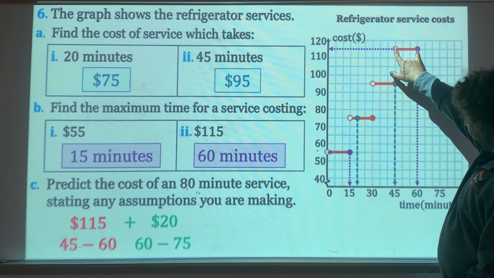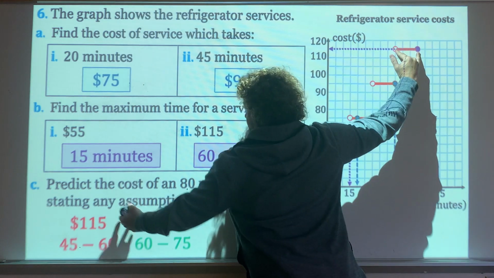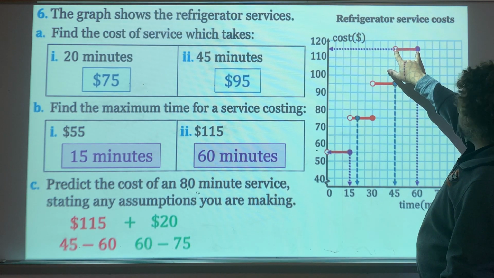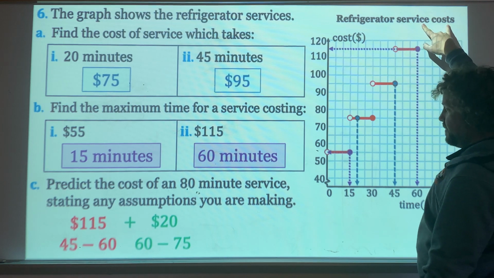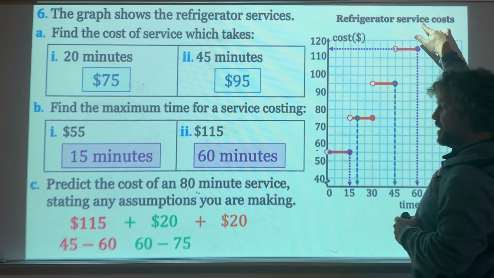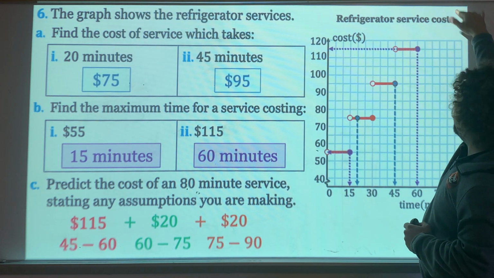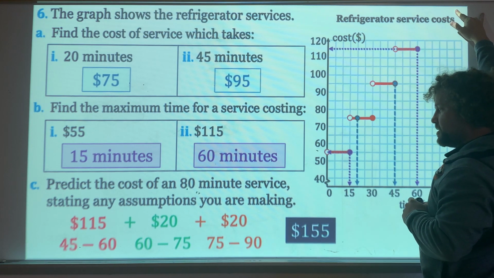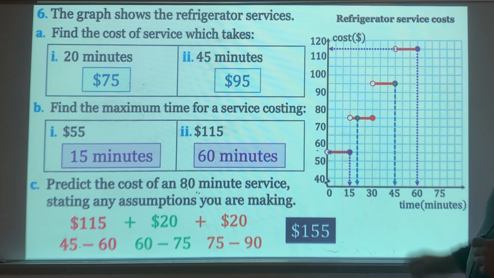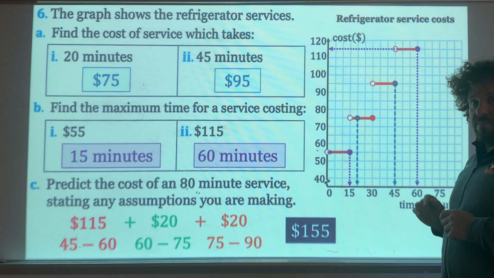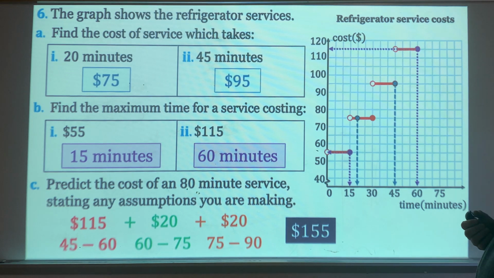So from 45 minutes to 60 minutes, it was 115, but we wanted 80. So then you go up $20 more. So you go up to 135, and that's from 60 minutes to 75 minutes. That's no good. So we have to go up another $20 from 75 to 90 minutes. That is 115 plus 20 plus 20, which is $155. All right, because every 15 minutes you go up $20. Got it? And it won't be on the graph, but that's fine.